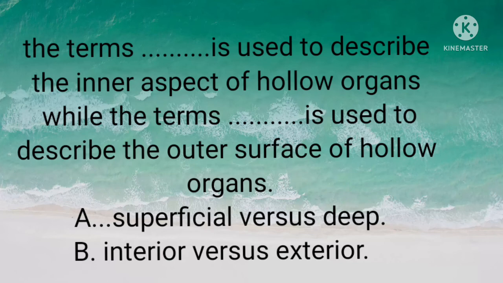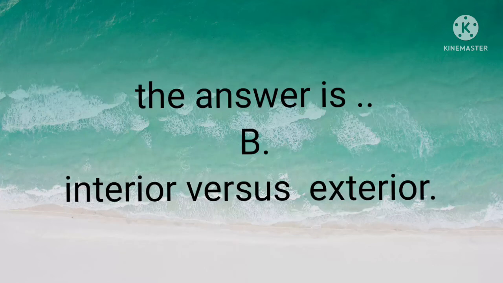The term blank is used to describe the inner aspect of a hollow organ, while the term blank is used to describe the outer surface of a hollow organ. A. Superficial versus deep. B. Interior versus exterior. The answer is interior versus exterior.